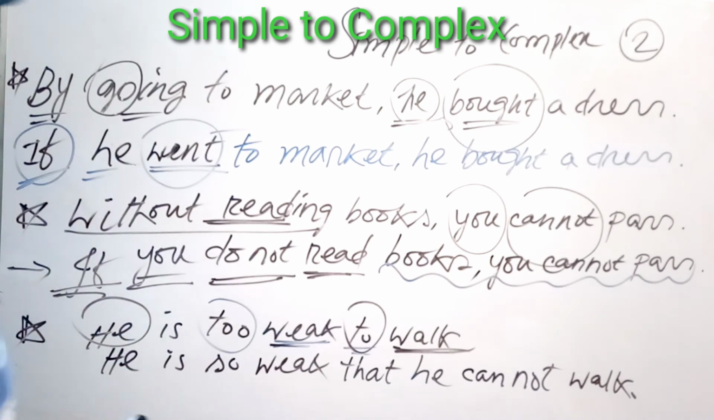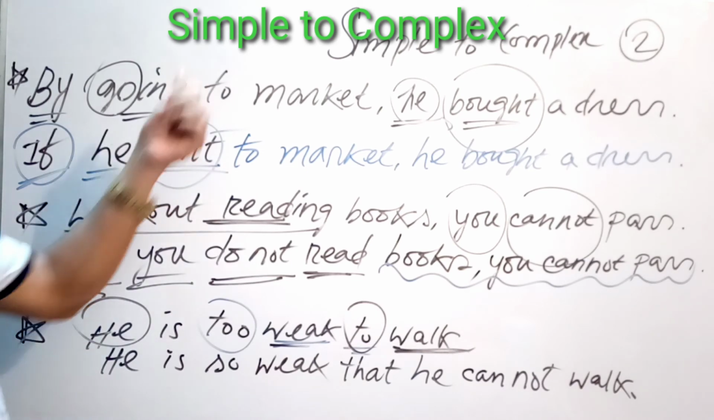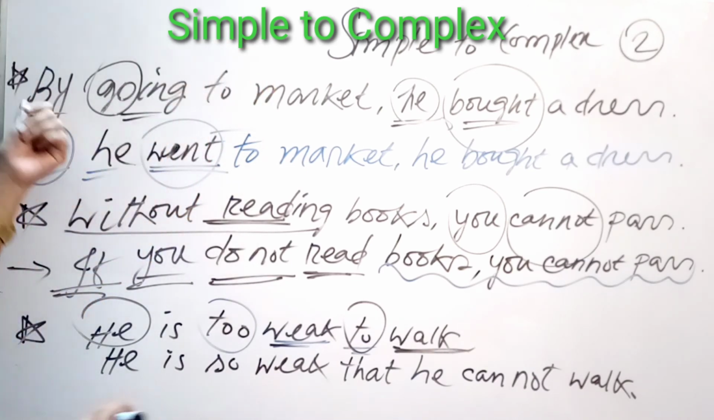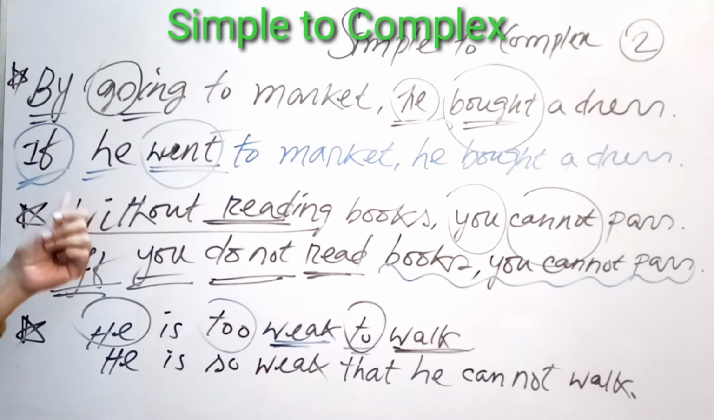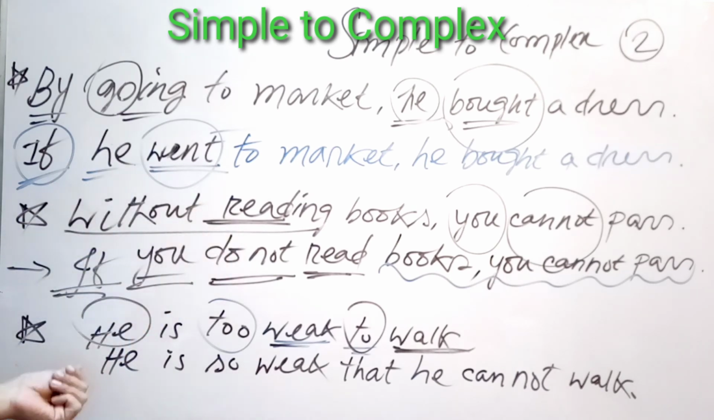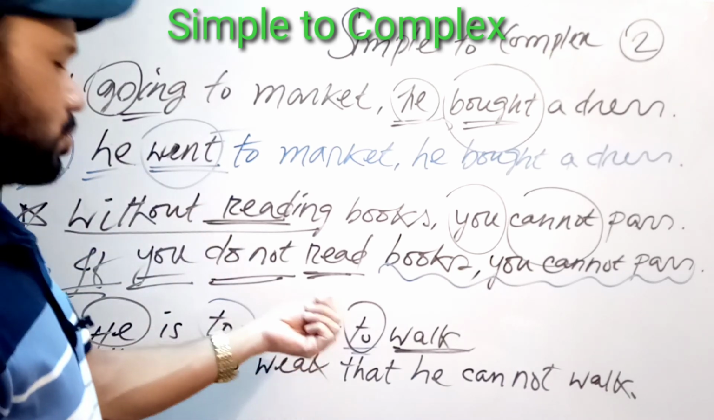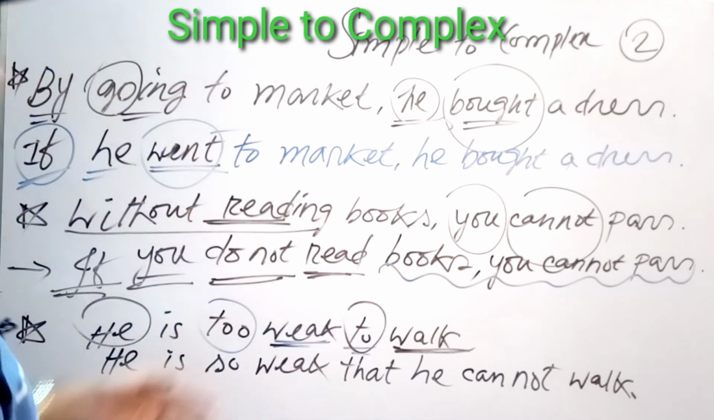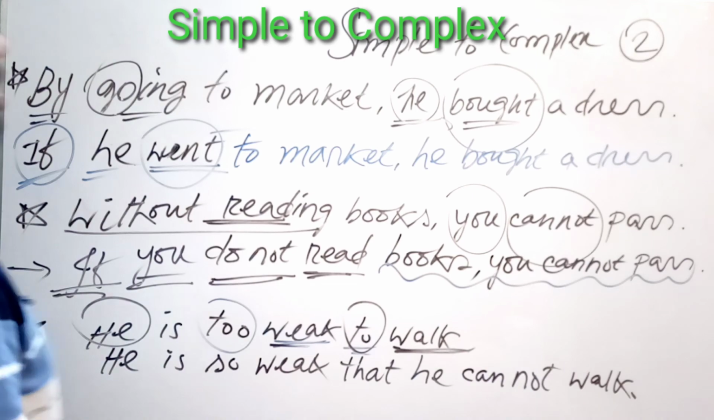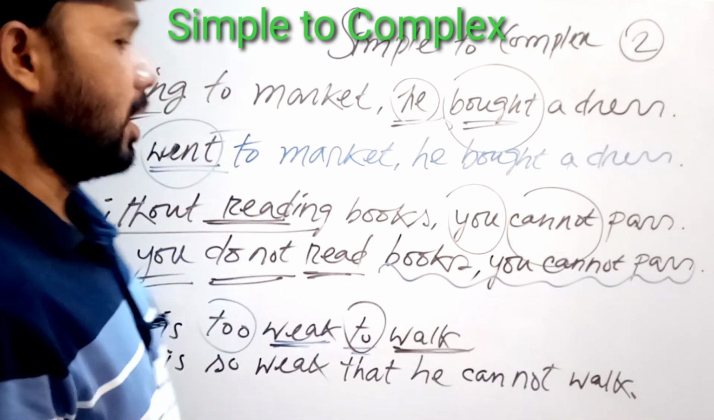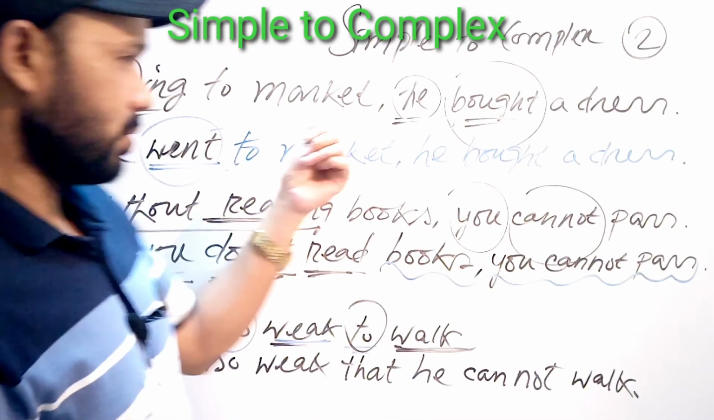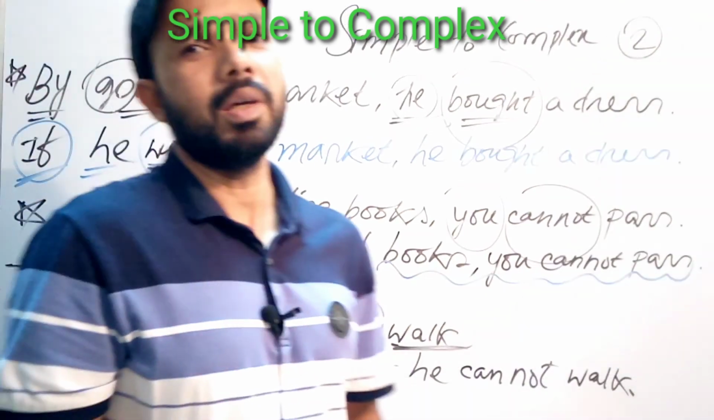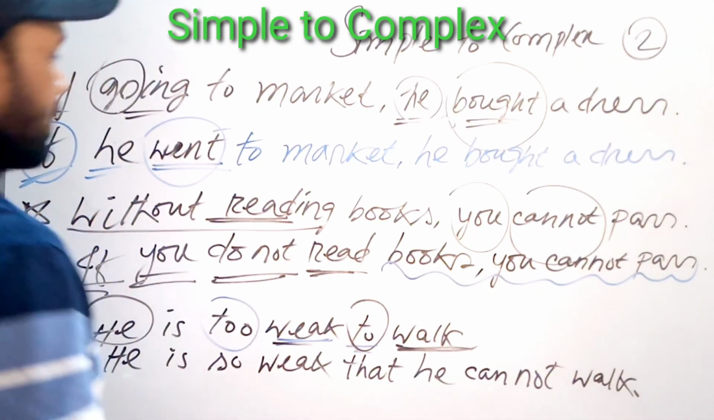Now I have talked about three types of simple sentence: by plus gerund, without plus gerund, then too plus adjective plus to. These three types of simple sentence you have to make into complex sentence in this way. I think if you follow these rules, it will help you to make them correctly.